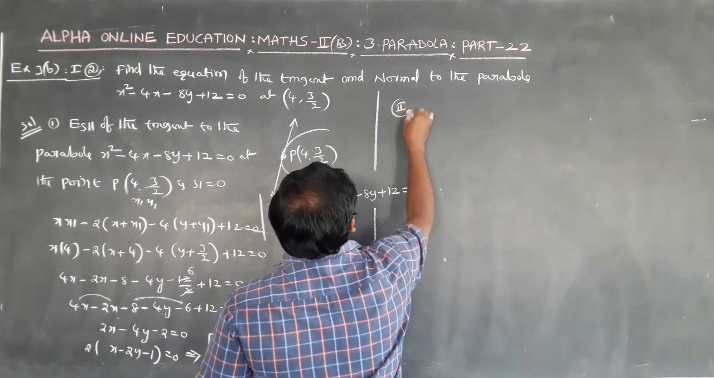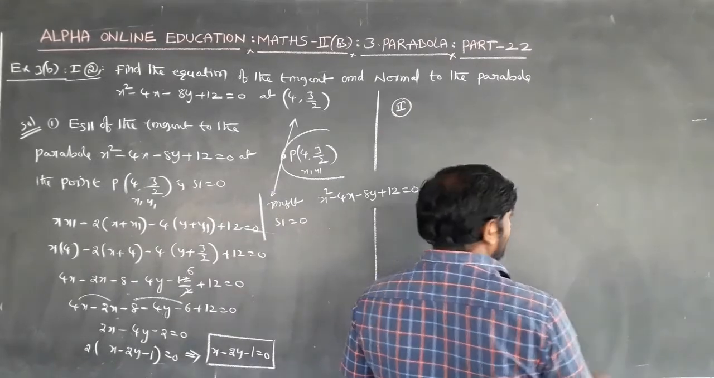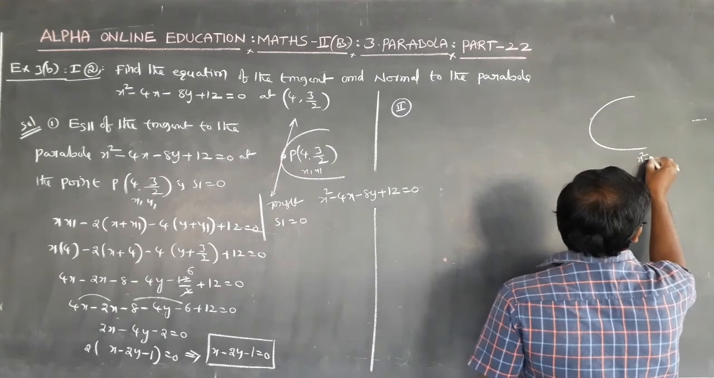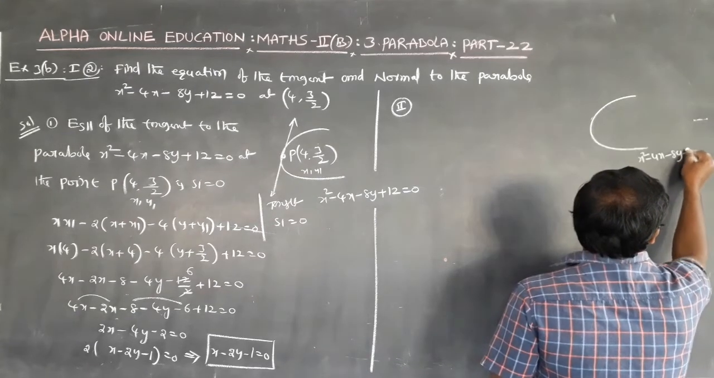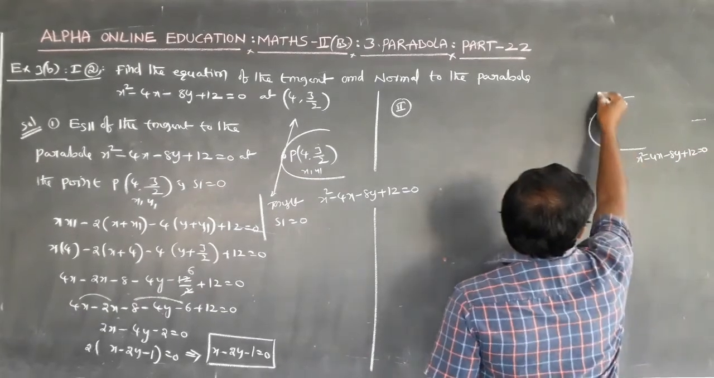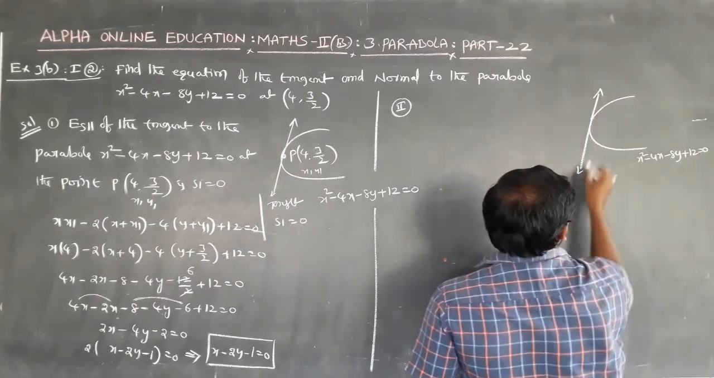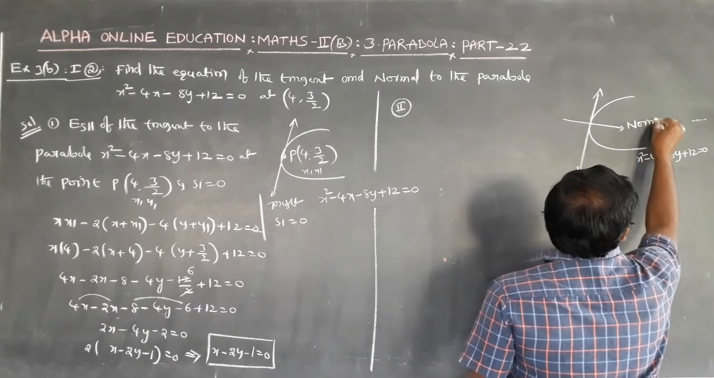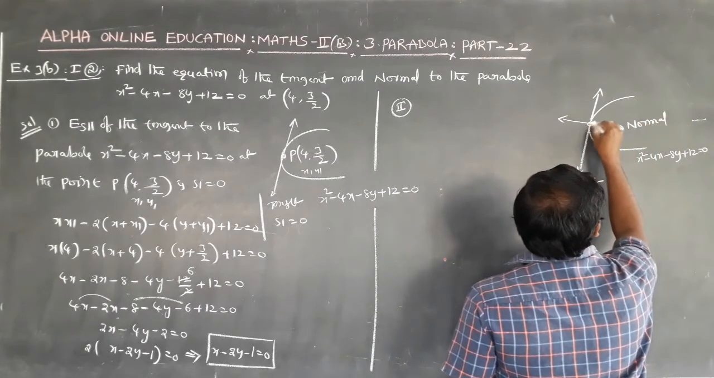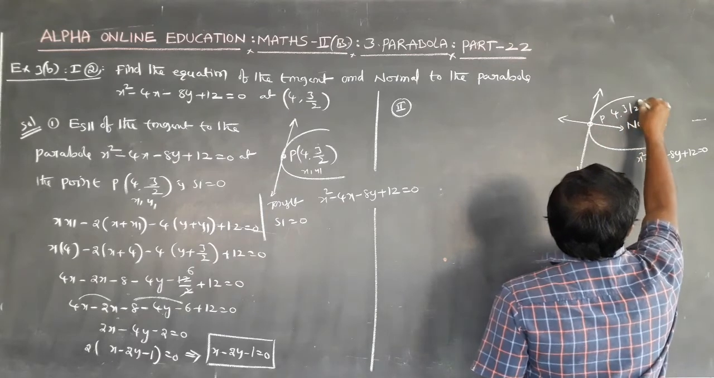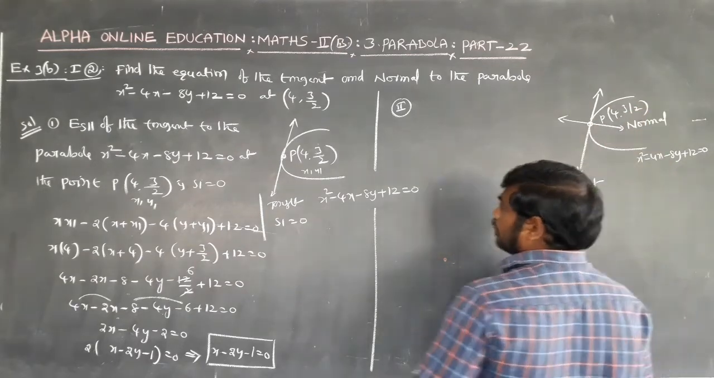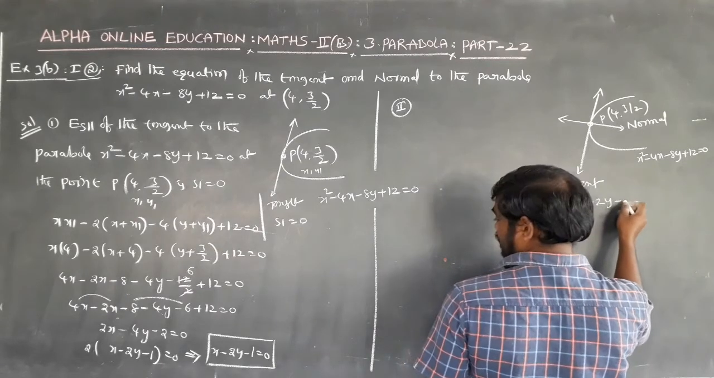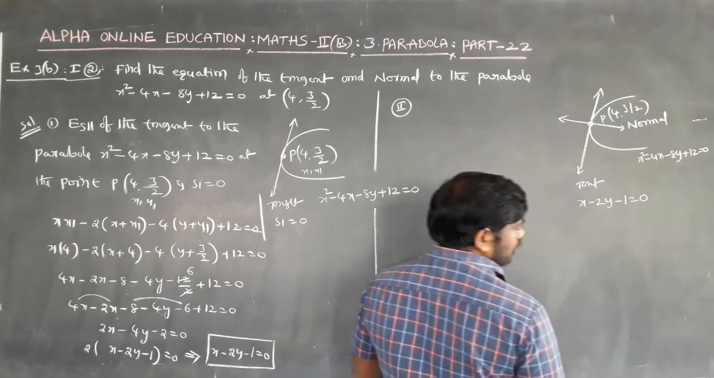Second one is equation of the normal. This is the parabola x square minus 4x minus 8y plus 12 equal to 0. This is the tangent. This is the normal. Find the equation of the normal at the point 4 comma 3 by 2. Equation of tangent is x minus 2y minus 1 equal to 0.